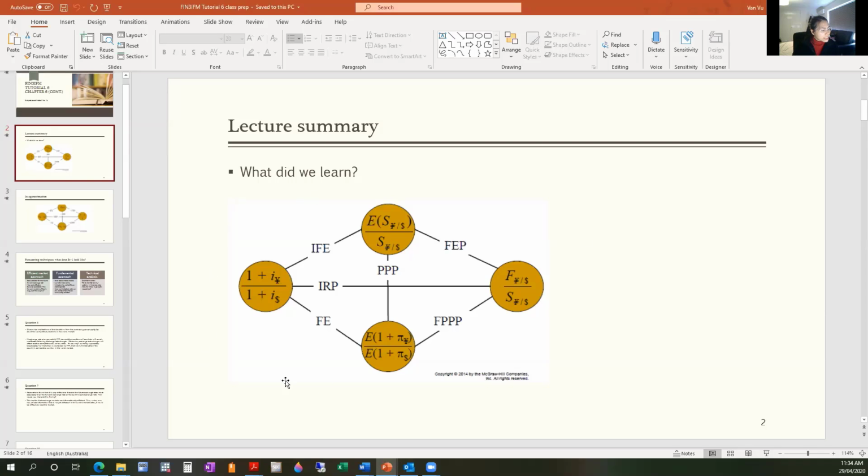So here are all the formulas, and let me start the polling. I need you to tell me which formula I would be using for question B. Yep, I've got an answer here. Close, but not quite correct. The second answer is not correct, so we're not going to be using the FEP. FE, no. The rate that I'm interested in is the expected future spot rate, so it will be E(S_t). It will be this one over here. So you need a formula that relates to the expected spot rate.